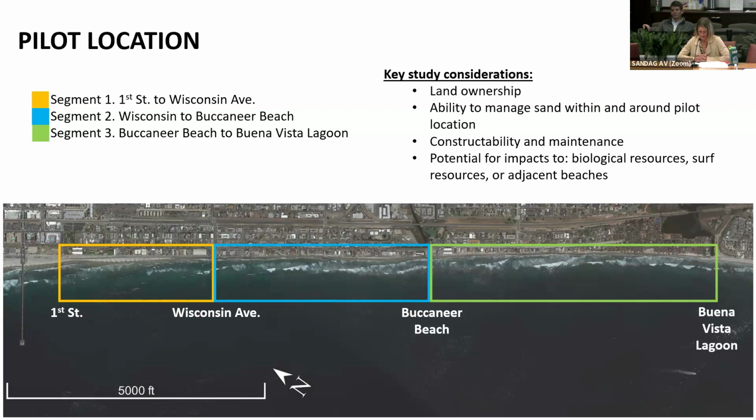The siting analysis is based first and foremost on the performance of the concept. So we want to get a concept out there that we can successfully implement and monitor. The analysis will also look at land ownership, the ability to manage sand within and around the pilot location, constructability and maintenance considerations, and the potential for biological resources, surf resources, or other beach area impacts. Draft findings from this analysis will be presented at the next Rebeach Public Workshop, which is expected to be this summer.